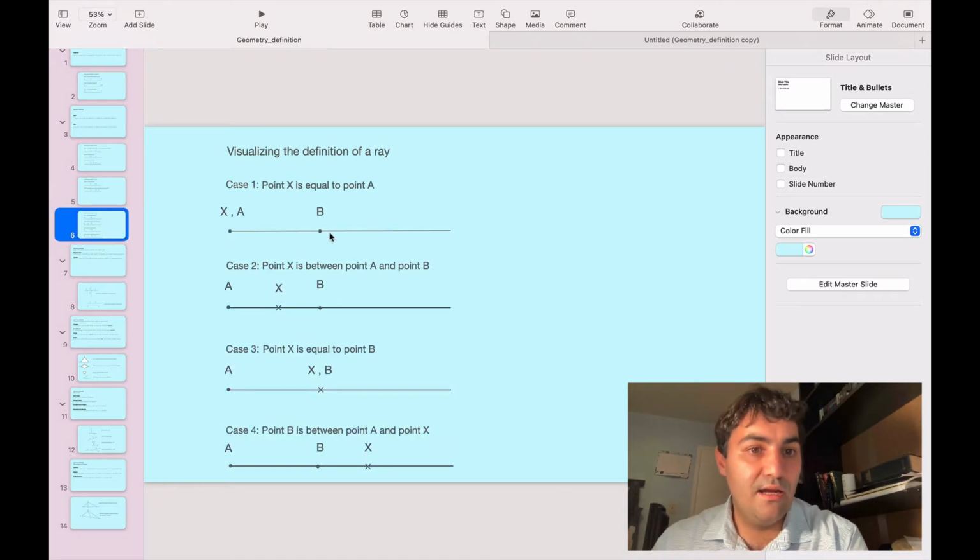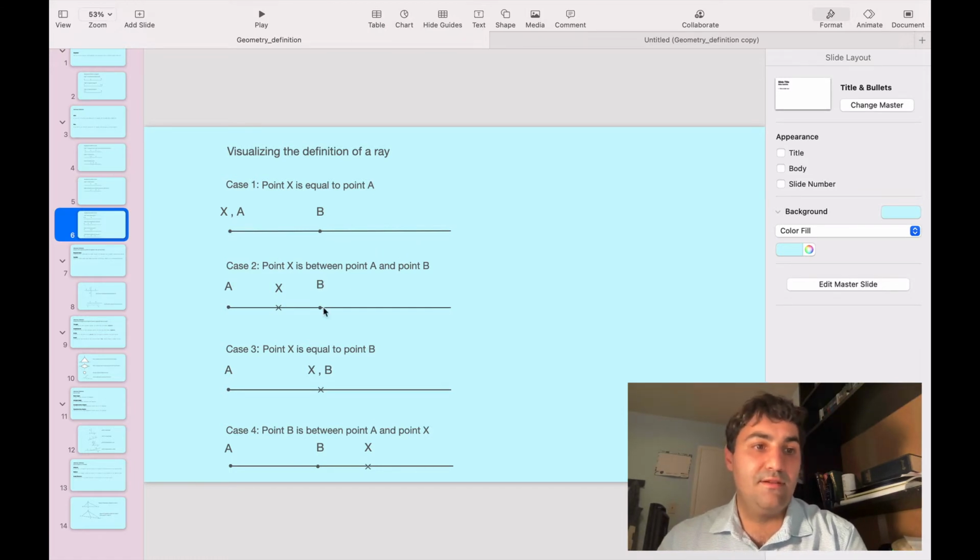For a ray, we get an extension of segment AB, but only through one endpoint. So there's a definite endpoint here, and we don't extend it past whichever endpoint we choose for the ray. So here I chose endpoint A as the stopping point, but for point B, we can extend this as far as we want.